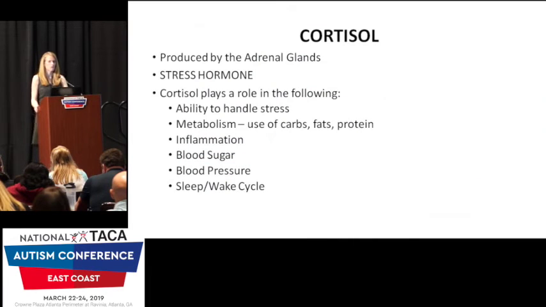So cortisol. Cortisol is the main hormone produced by the adrenal glands that we saw in the cortex. It is a stress hormone, and it's going to play a role in the following: the ability to deal with and handle stress, and metabolism, specifically of carbs, fats, and protein. It's related to inflammation, blood sugar levels, blood pressure, and also the sleep-wake cycles.